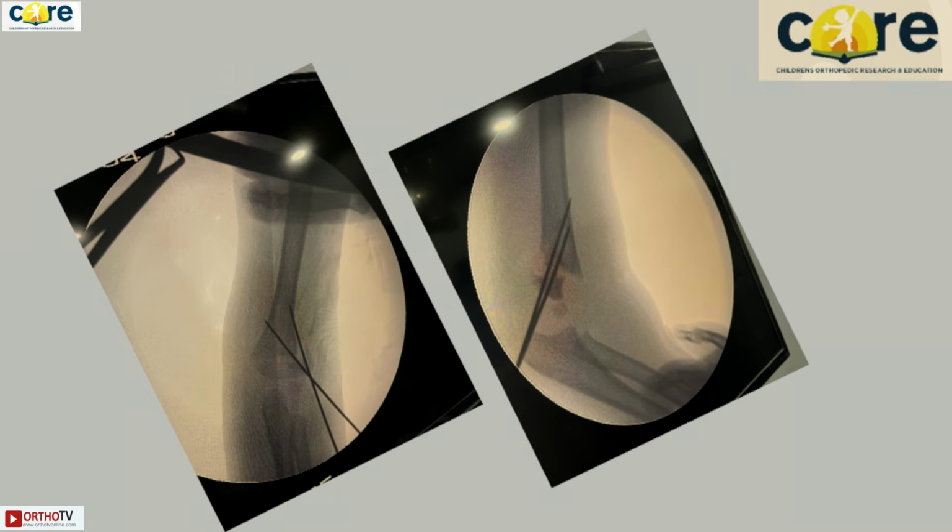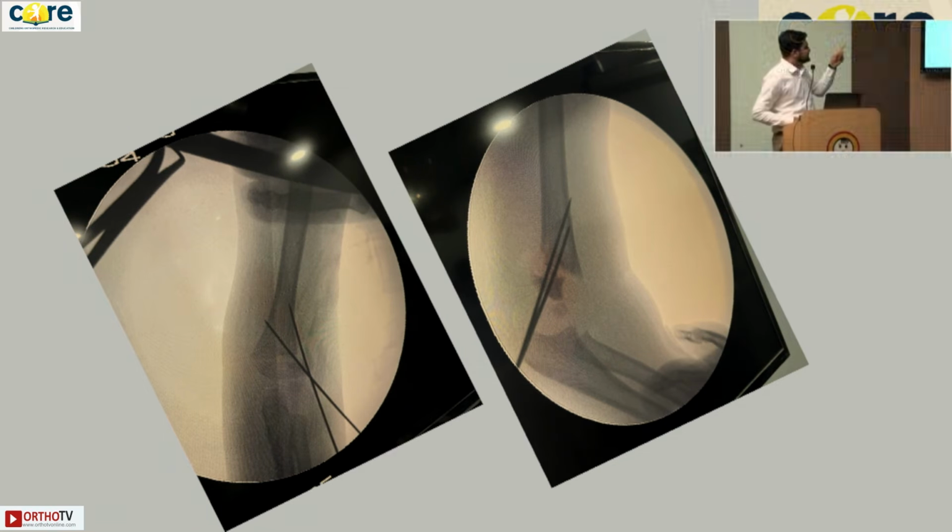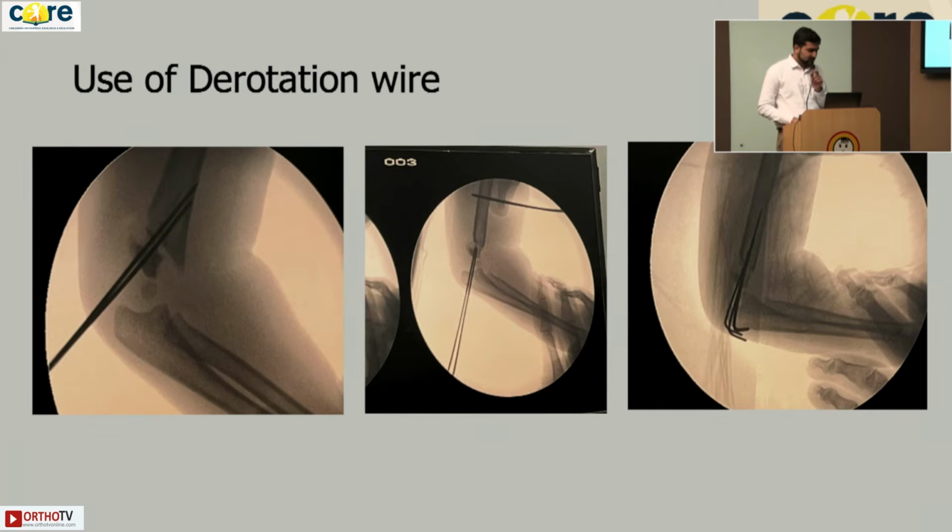So we can see in the AP view the valgus alignment looks okay, but there is some gap in the fracture, and plus there is opening up of the proximal shaft. The shaft is externally rotated. So we have used a derotation wire.